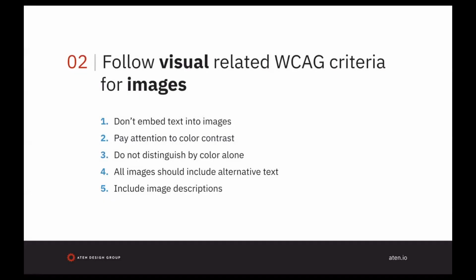And finally, we want to make sure that we include image descriptions. For images conveying important information or important context, it is best to include a more detailed description of what is going on in the image at the bottom of your post. As mentioned, image alternative text is only 10 to 15 words. Sometimes that's not enough to really convey all the information going on. So we do want to make sure that we are including that information somewhere.